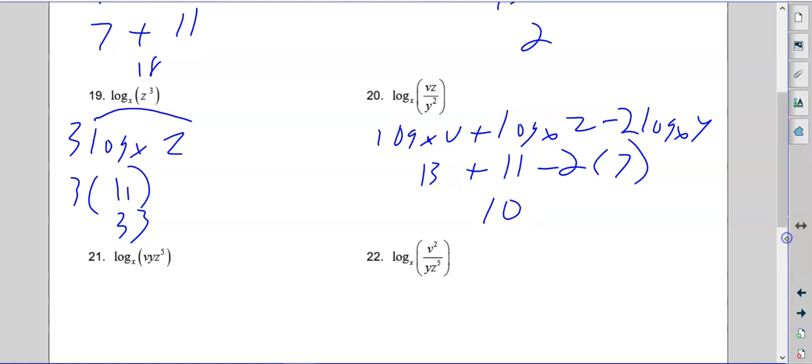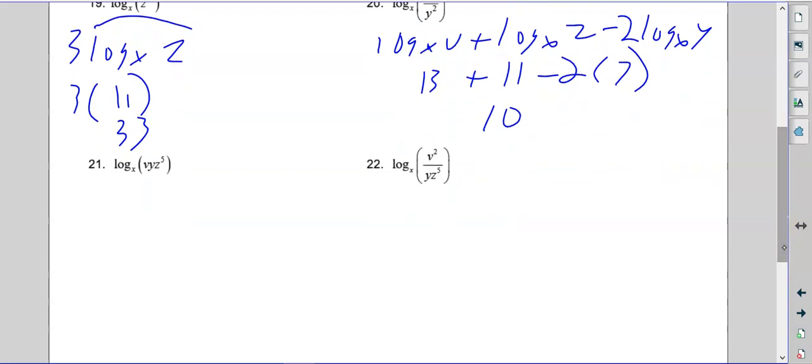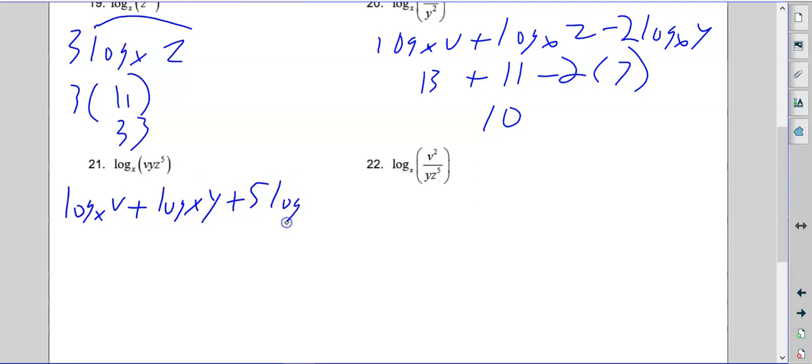All right? So here we have log x of v plus log x of y plus, remember the 5 is going to come out in front, log x of z. So that's going to be 13 plus 7 plus 5 times 11, which works out to be 75.